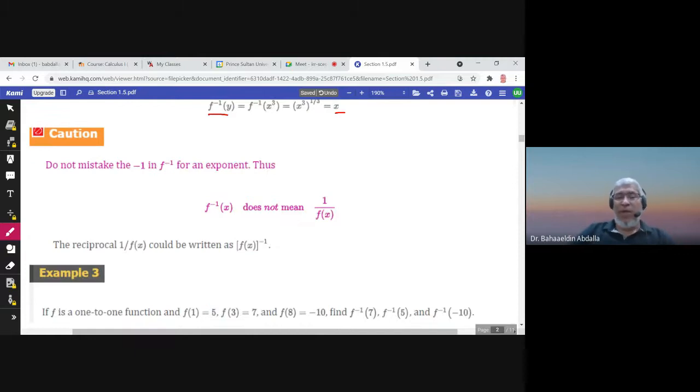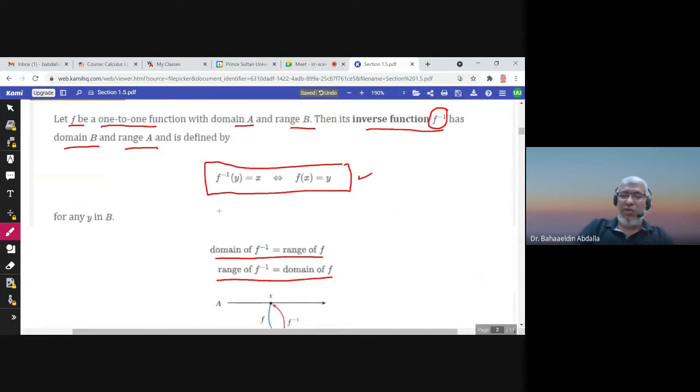Now pay attention to this notation and this notation. This is the inverse function, and it is not equal to 1 over f of x. But this notation means 1 over f of x. It is the reciprocal, okay? 1 over f of x. So if you need 1 over f of x, you write it like this. But if we write it f to the power minus 1, this is the inverse function which has this definition, okay?